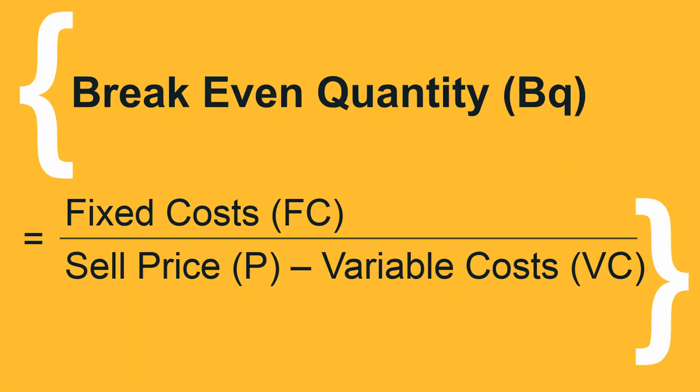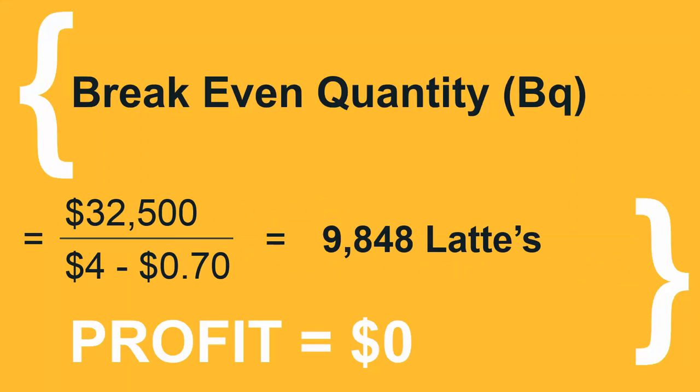Now, the classic break-even equation is fixed costs divided by our sell price minus our variable costs. So in our example, that's $32,500 divided by $3.30, and that is 9,848 lattes. That is the number of lattes we have to sell to make $0 in profit. If we sell 9,000 lattes, we will be operating at a loss.